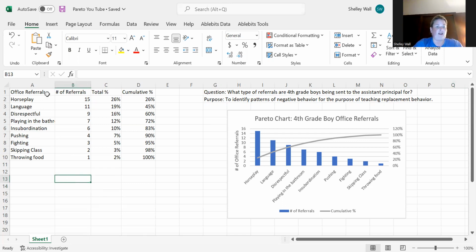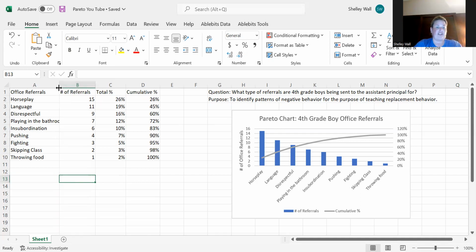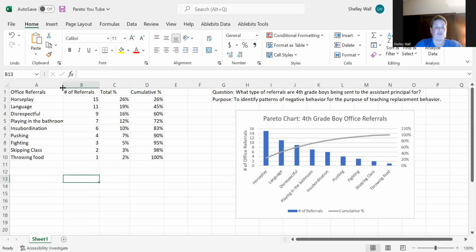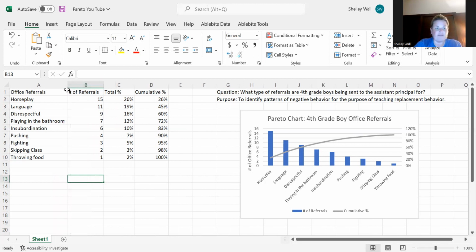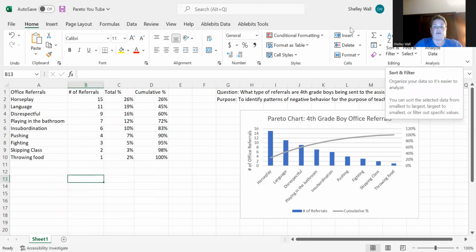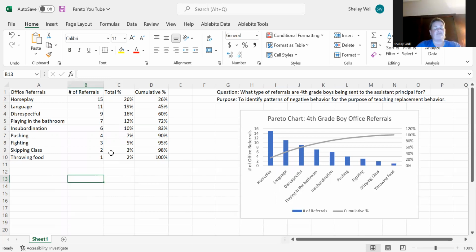You'll see I have office referrals and the different types: horseplay, language, disrespectful, playing in the bathroom, insubordination, pushing, fighting, skipping class, throwing food, all those great things that 9 and 10-year-old boys love to do. You will next see that I've listed the number of referrals, and they were listed randomly as I just entered the data sets. Then I highlighted this column and sorted and filtered from greatest to least, so that way we can see what we're working with.